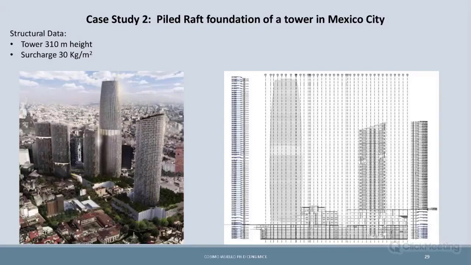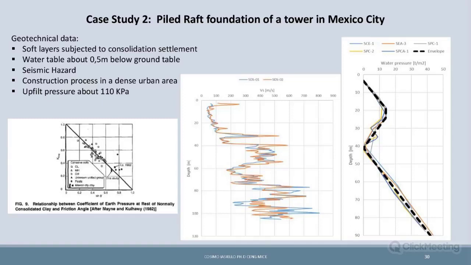This tower was built, and we were doing it here in AYESA. The tower is 300 meters tall, and the surcharge is 13 kilograms per square meter. This is the South American way of representing it, more or less 300 kilograms per square centimeter. The soil here also is, I mean, not particularly the most beautiful soil in the world.